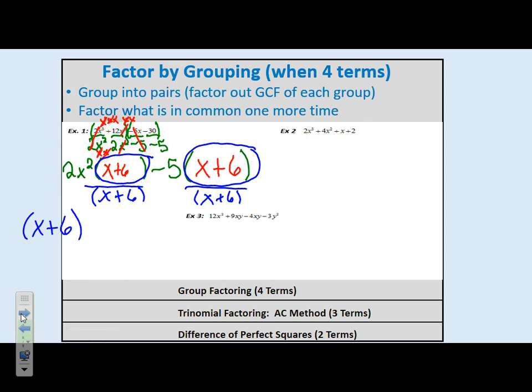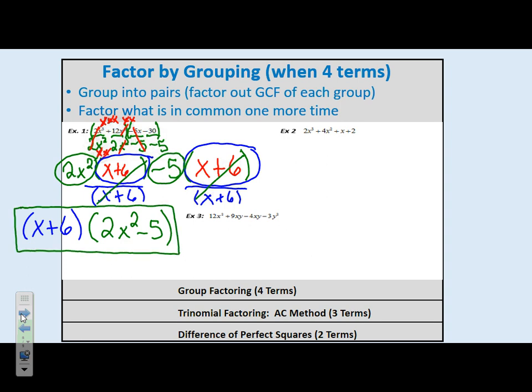Okay, if those come out, so they cancel, I'm left with 2x squared minus 5. So in my other one, I'm going to have 2x squared minus 5. Now if I would distribute this out, I would get exactly the same thing that I started with. So this is my final answer, ladies and gentlemen. My two factors that would make my new expression.